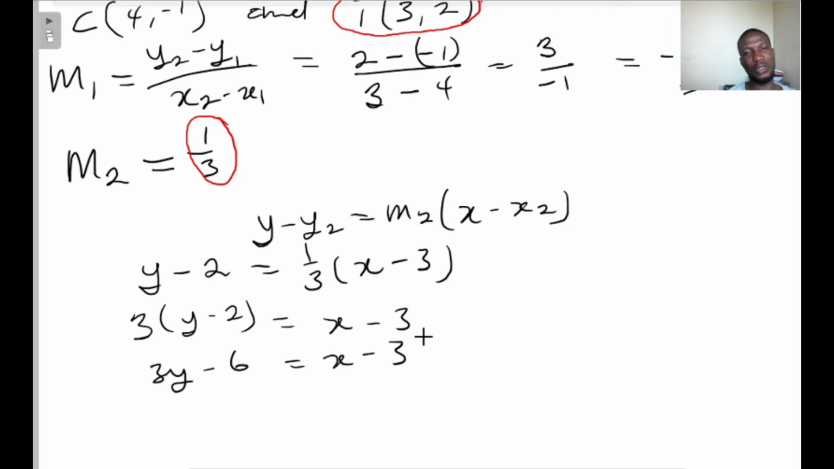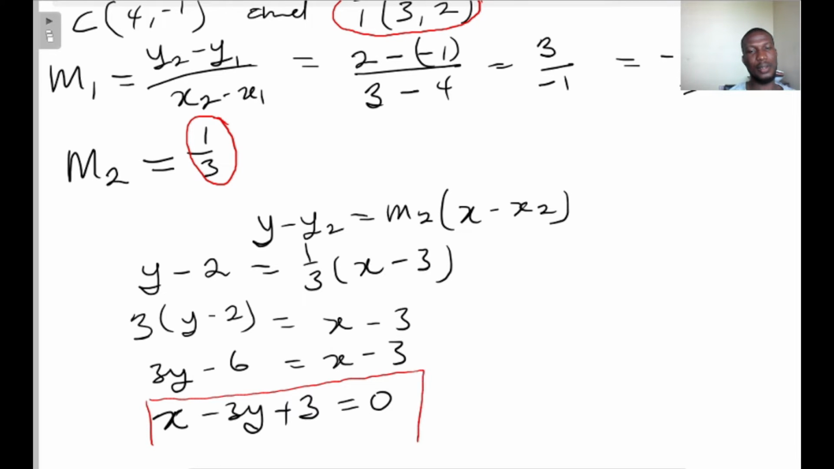Rearranging and moving all this to the right hand side, you are going to have x minus 3y. This one can become positive 6, so plus 3 equals 0. And this is the equation of the tangent to the circle passing through the point 3, 2.